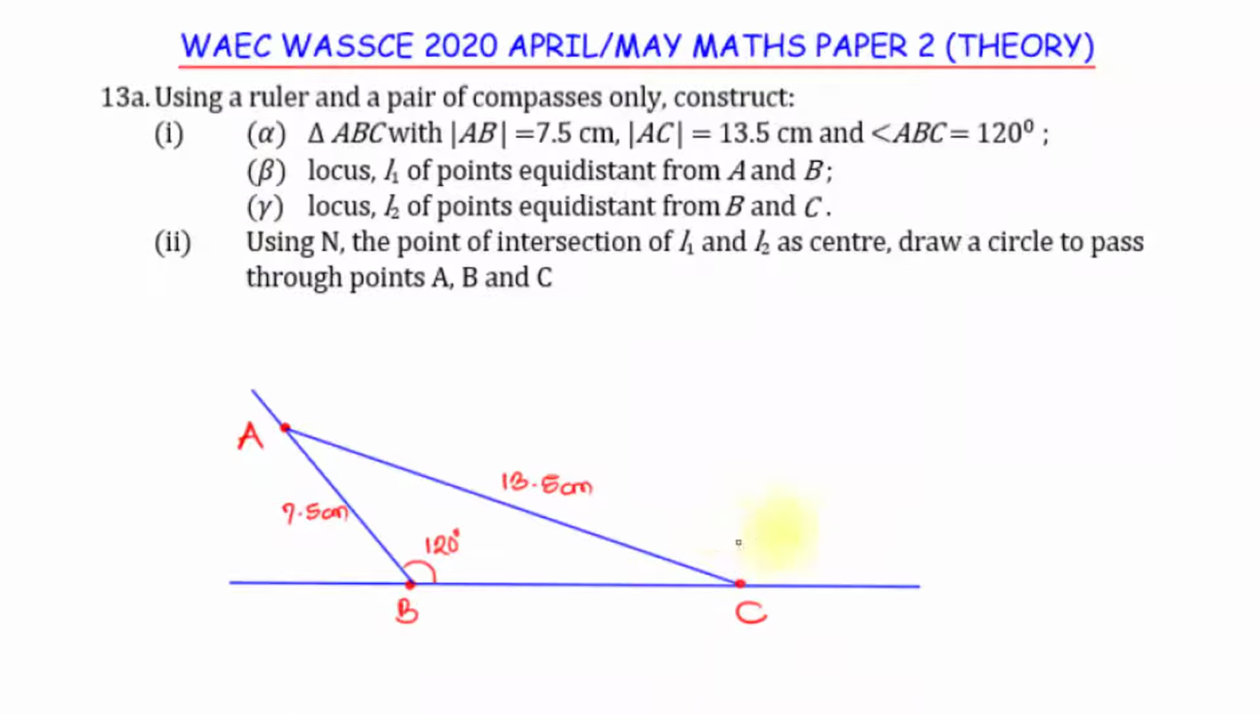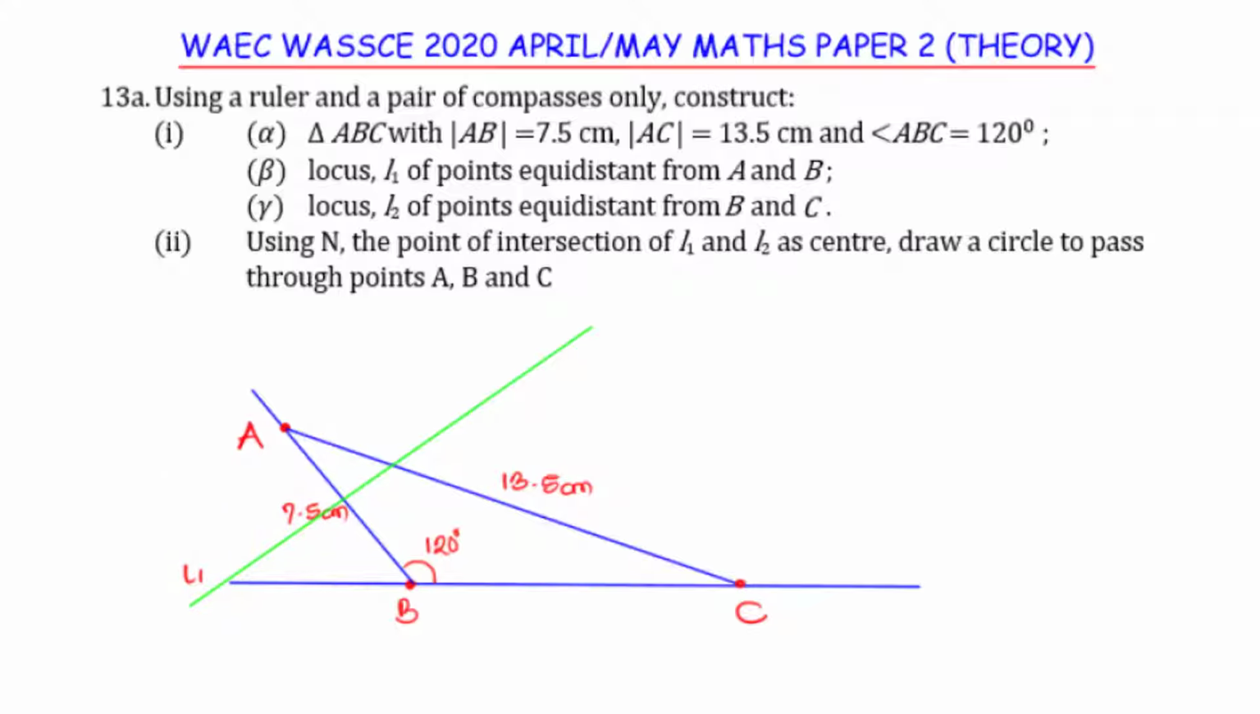It's going to look something like this, and then we have to find the locus L1 of point equidistant from A and B. The locus of point equidistant from A and B is going to be the perpendicular bisector of this line AB. So we are going to have something like this. This is just a rough, so no problem. We are just trying to look at that rough. So this will be the line L1.